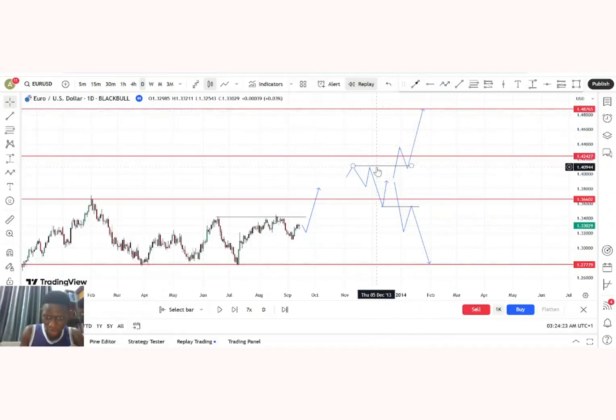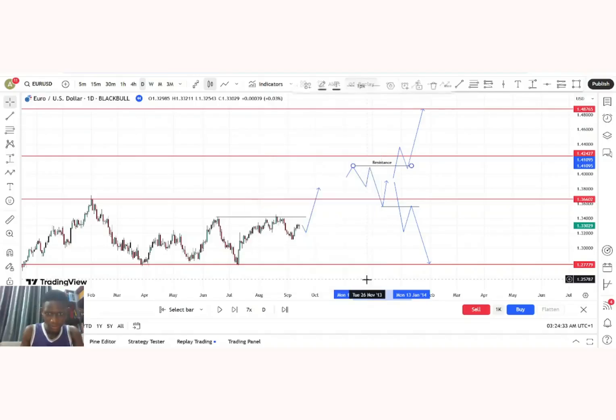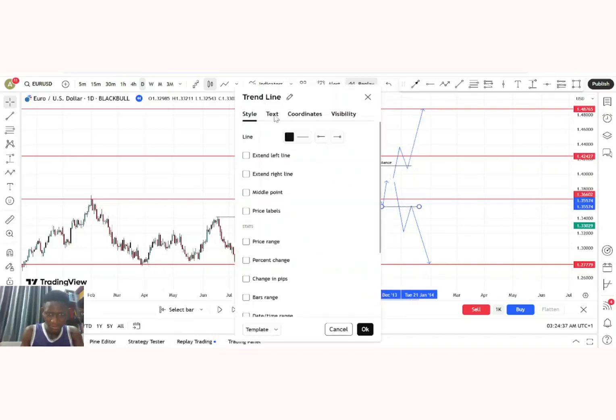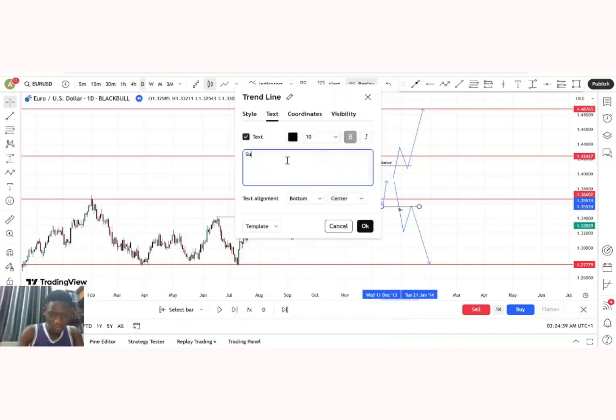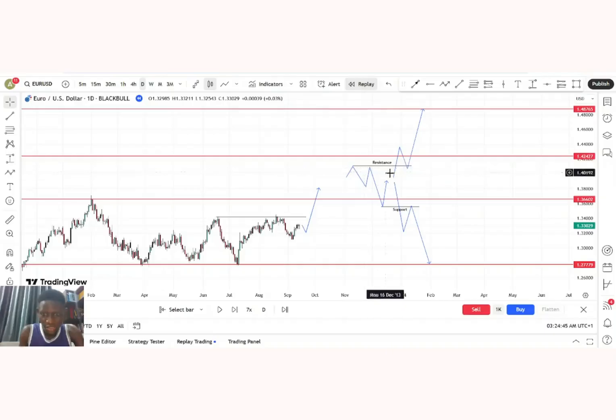So let me just quickly write this. This was a resistance zone. So resistance, and then this was a support. Okay, so now resistance broken, it becomes a support. Support broken, it becomes a resistance.